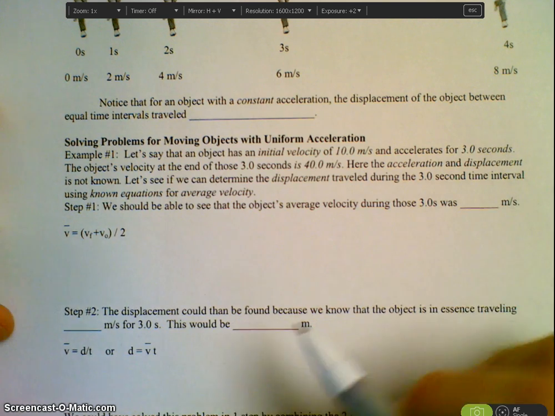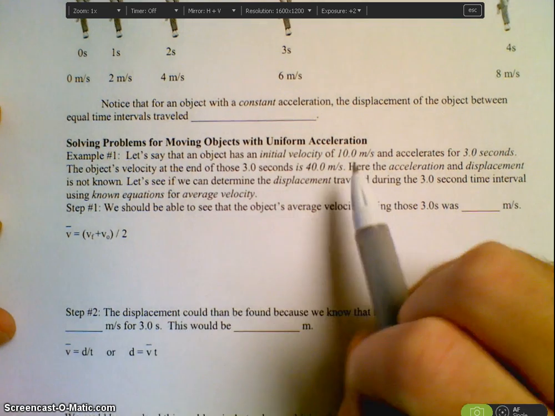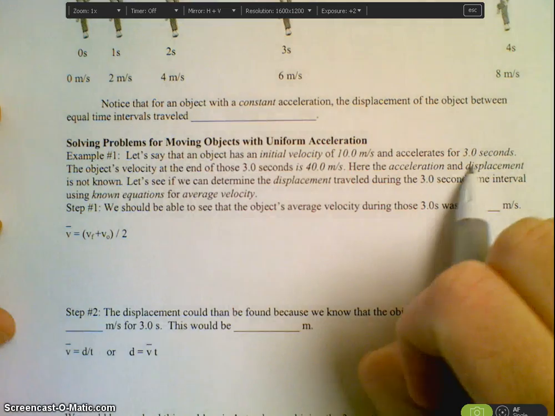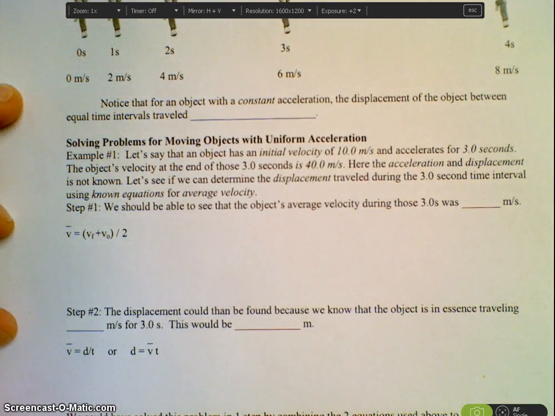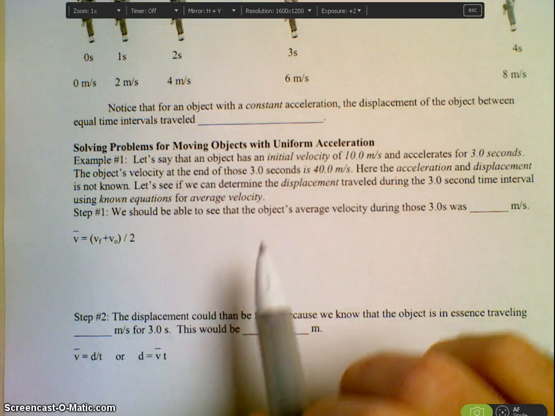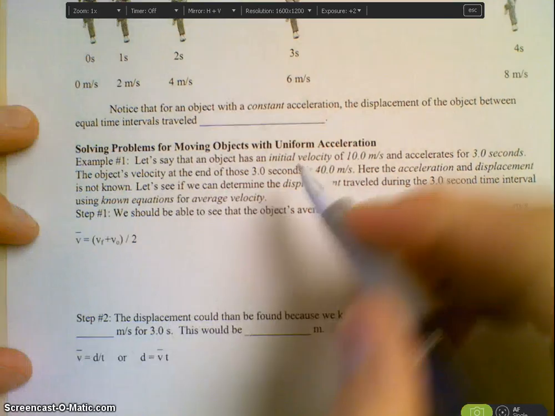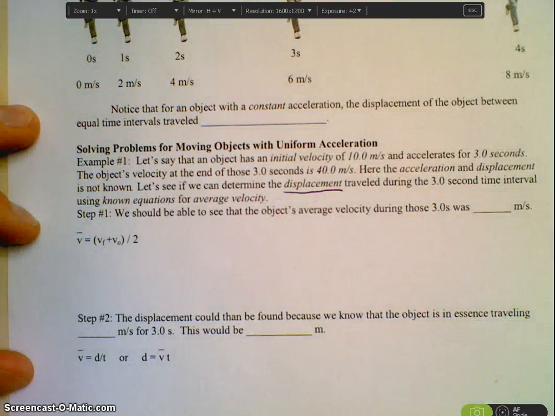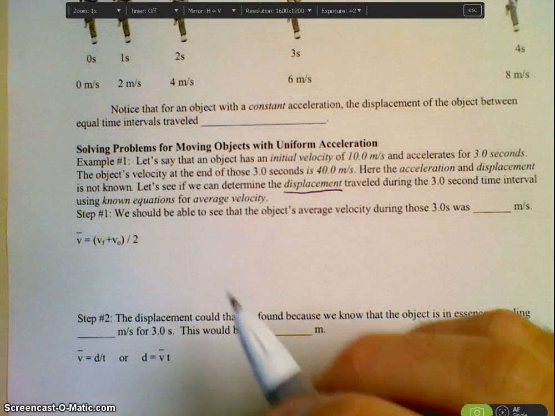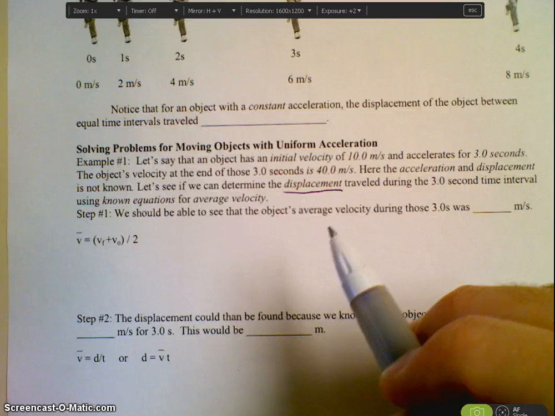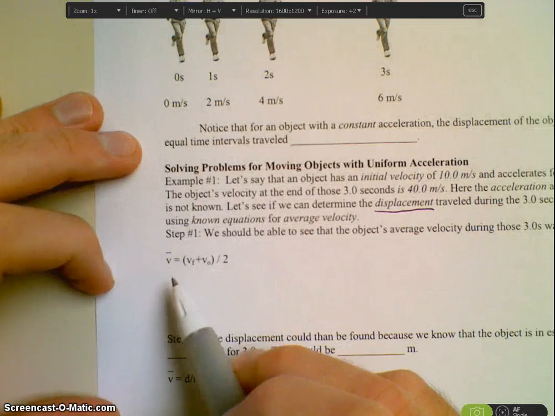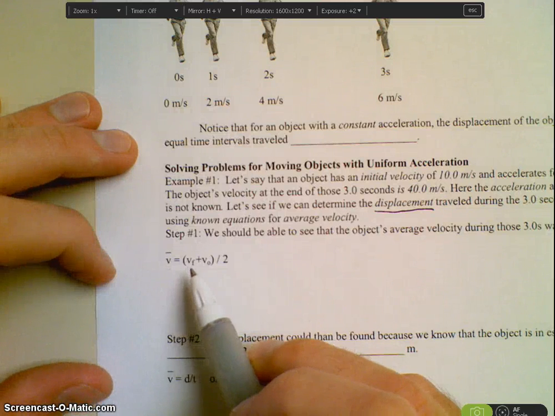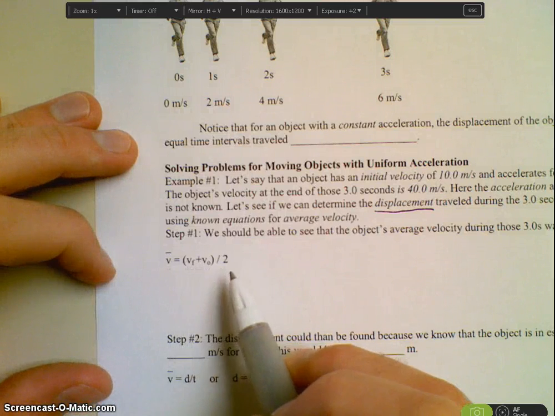Okay, so let's look at step 1. If you notice, we have an initial velocity, we have a time, and we have a final velocity for the object. And we want to determine the displacement traveled. Well, we should be able to see the object's average velocity during those 3 seconds. If you remember what an average is, we take the final velocity plus the initial velocity and divide by 2.